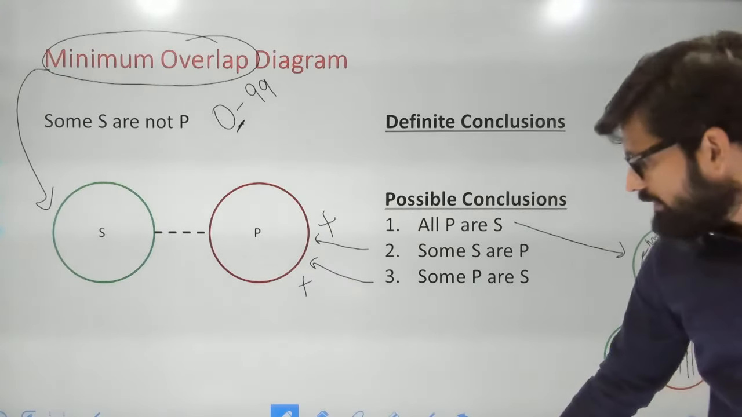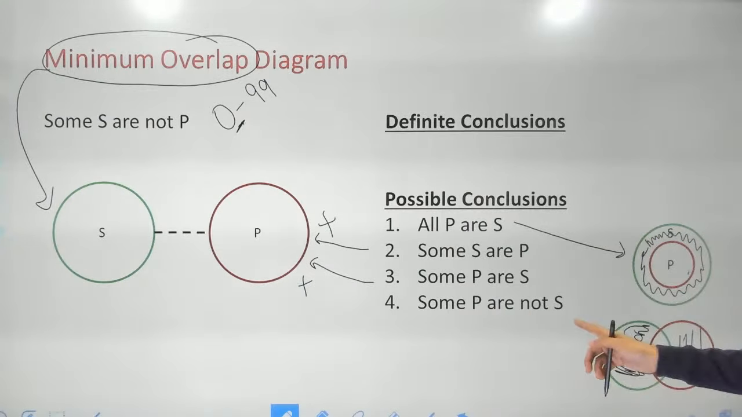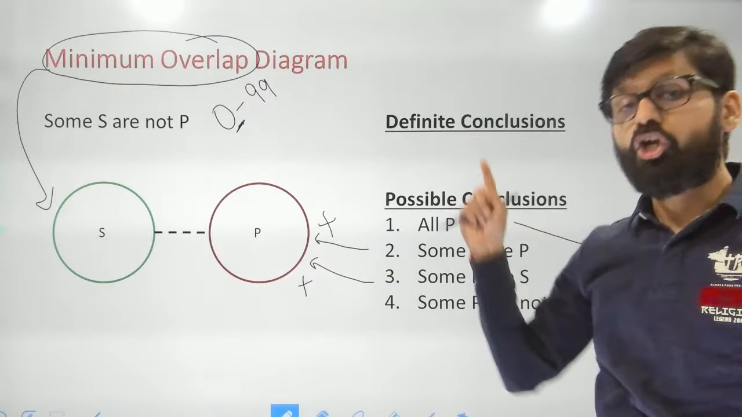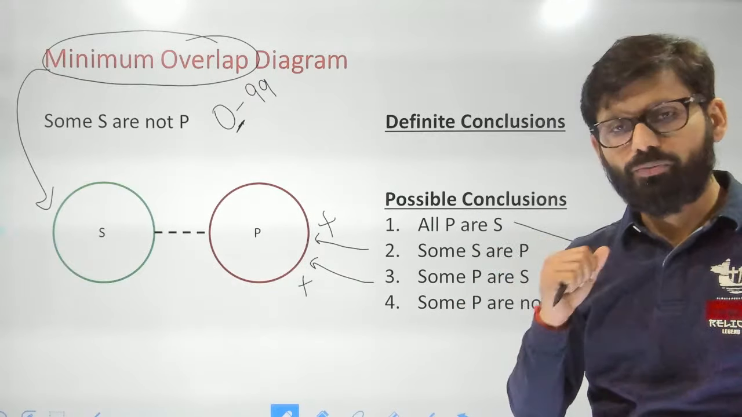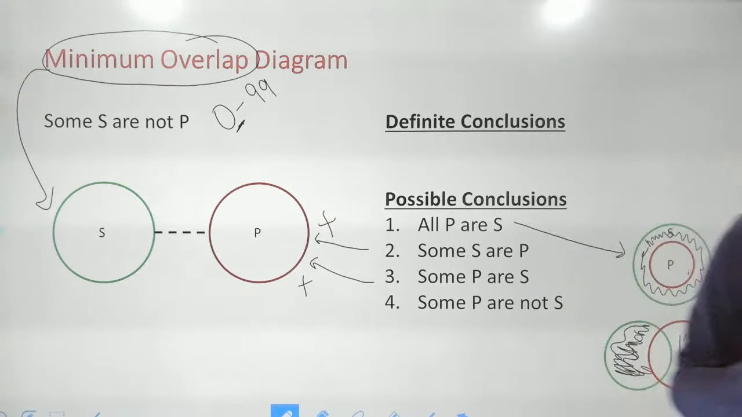So "Some P are not S" from "Some S are not P" is only a possibility. It does not follow. Okay?